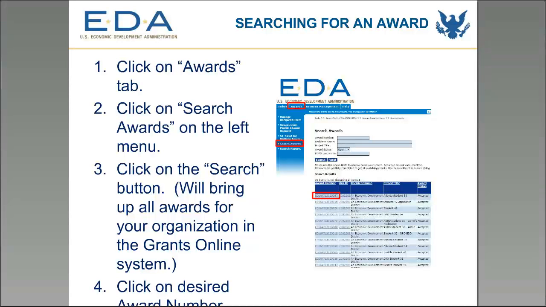If you end up having multiple awards from EDA and you're looking for a particular one, if you put in some parameters in the search boxes, the system will limit you to just the awards that match those parameters. So if you're looking for a particular award number, you can copy and paste that award number into the award number field here, and the results would just limit to that award number that you're searching for. When you've found the award that you would like to view, you would just click on the award number next to the award in the search results.